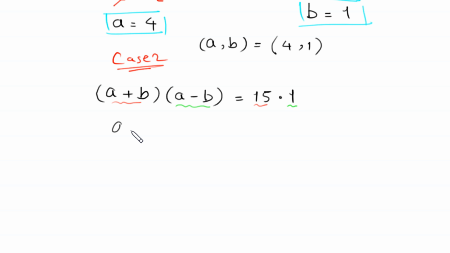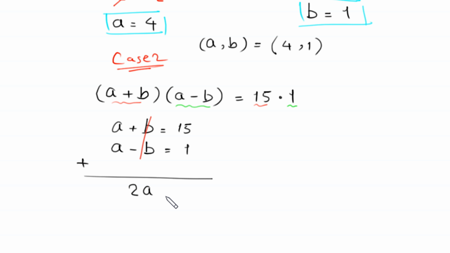So we get a plus b is equal to 15, and in the second equation we get a minus b is equal to 1, and we add these two equations. This positive b will be cancelled out with the negative b, and 1a plus 1a will become 2a is equal to 15 plus 1, 16, and we divide both sides by 2. So this 2 will be cancelled out with this 2, and from here we get the value of a is equal to 16 divided by 2, 8.